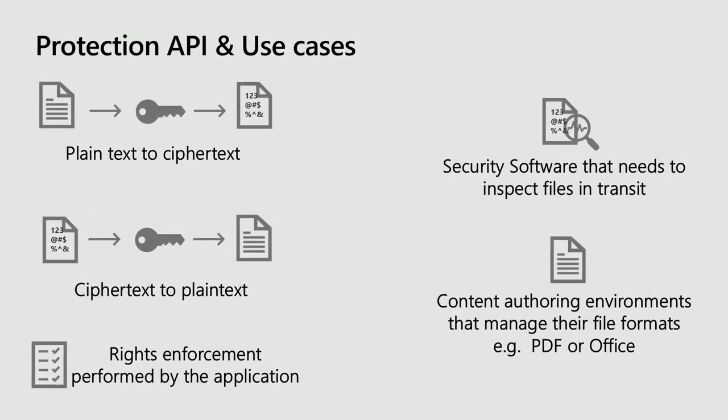The protection API is pretty straightforward. I have plain text that I need to encrypt, or I have ciphertext that I need to decrypt. We enforce rights in the application, so if the application doesn't parse out the rights that I should or shouldn't have to this item that I'm decrypting, then I'll be able to do whatever I want with it. So again, it's important to enforce rights in your applications.